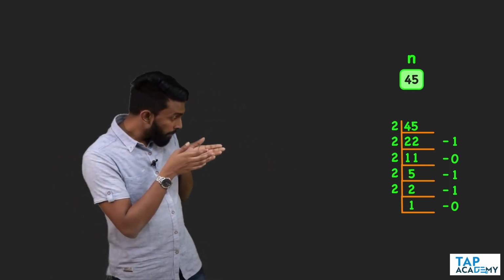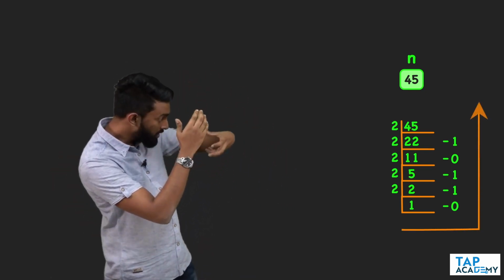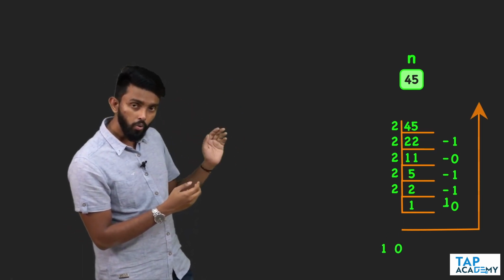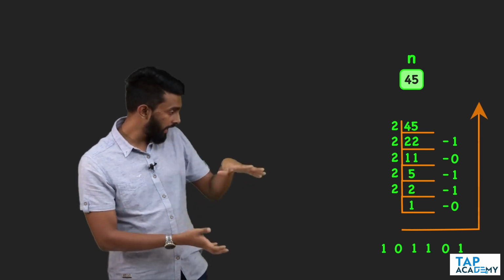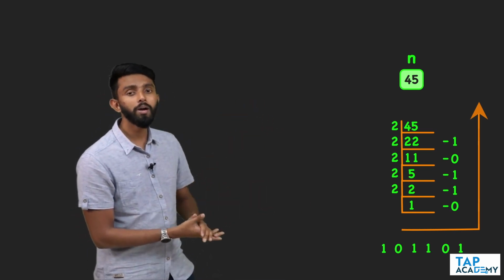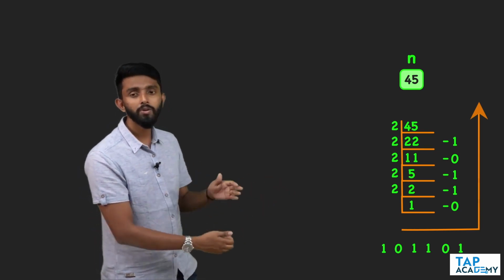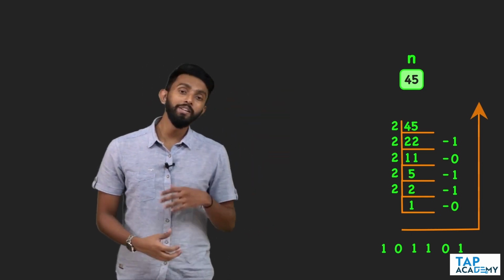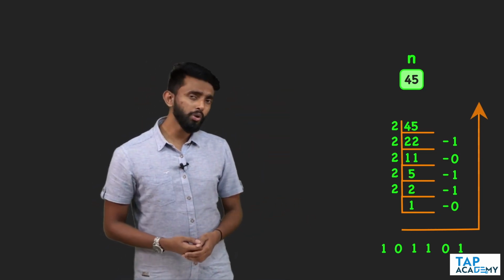Now, from bottom to top, you must take all these bits. For example, 1, 0, 1, 1, 0, 1. Everything together I'm adding. If I add them up together, you will get the binary version of 45, which is 1, 0, 1, 1, 0, 1. I hope you're able to think. Very simple. Now that you understood how to convert decimal to binary, let me show you how to do the reverse operation, which is binary to decimal, right? Let's go and check that out.